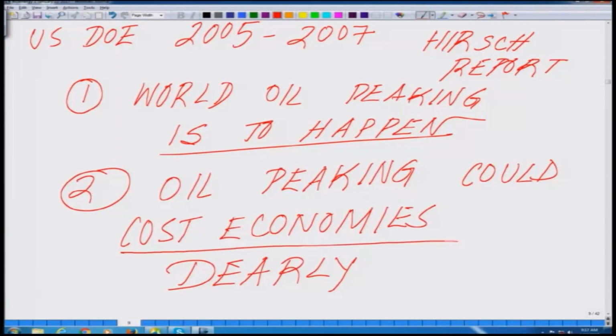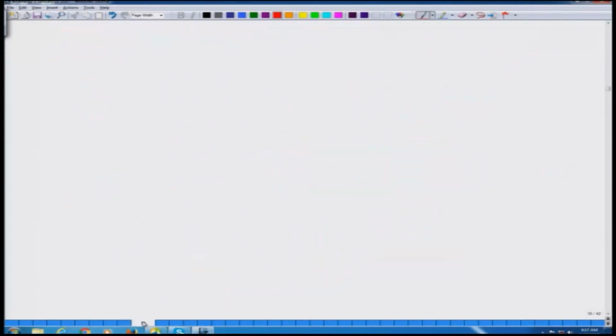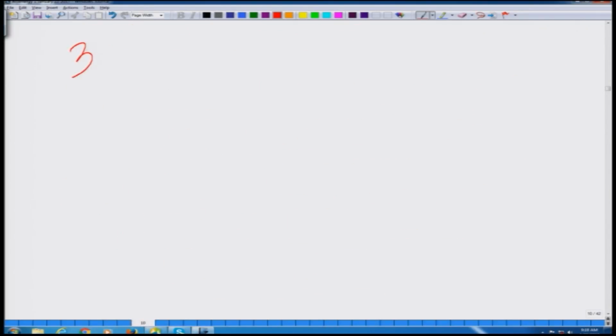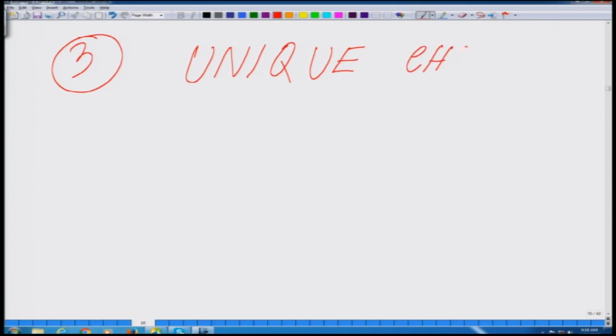So, because we are an oil dependent economy. Next, the third point which the Hirsch Report highlighted is that it is a unique challenge. This situation poses a unique challenge to mankind, a challenge in modern times since the industrial revolution that man has not faced. The fourth interesting point in this is that the real problem is the liquid fuel for transportation.